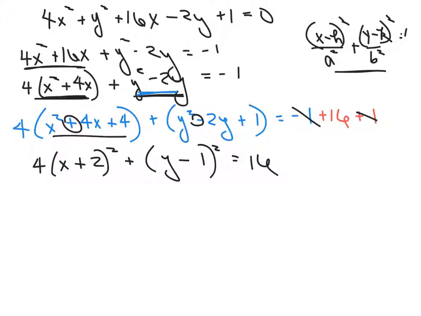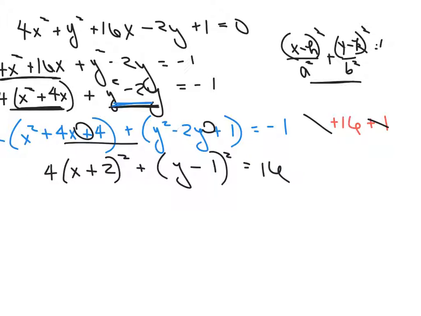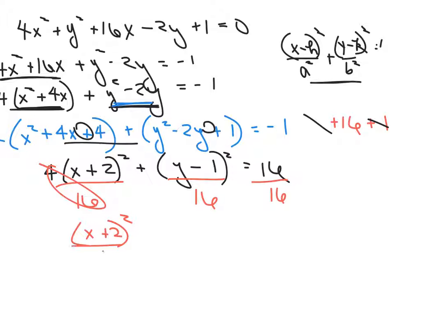All right, so the next step here, like I said in the first example, is this has to be a 1. In fact, let me move this over. See, this is what it's supposed to look like. We've got a 1 there, so I'm going to divide both sides by 16. Okay, so once I do that, 4 over 16 is 1/4. So I have (x plus 2) quantity squared over 4, plus (y minus 1) quantity squared over 16, equals 1.